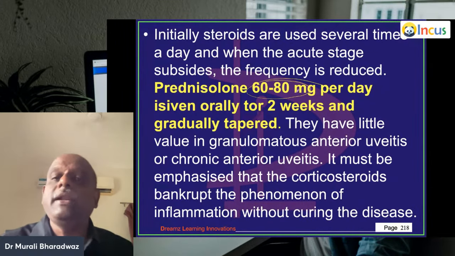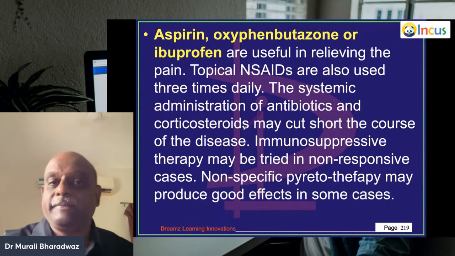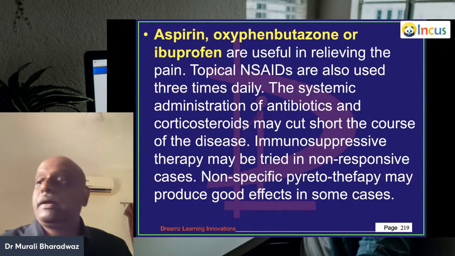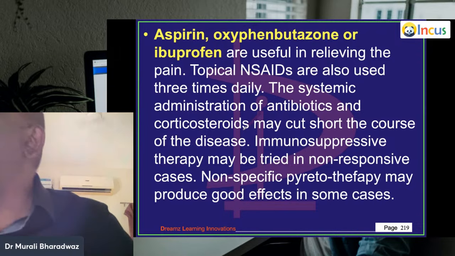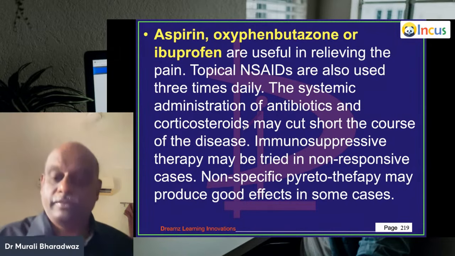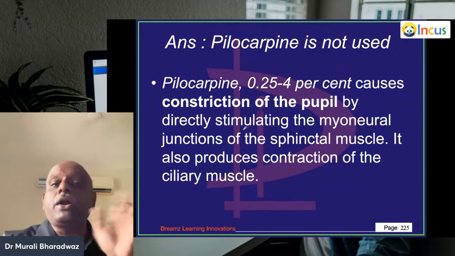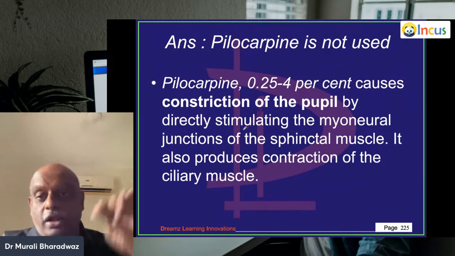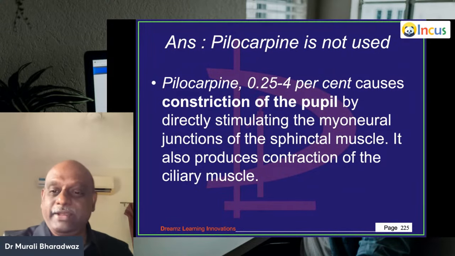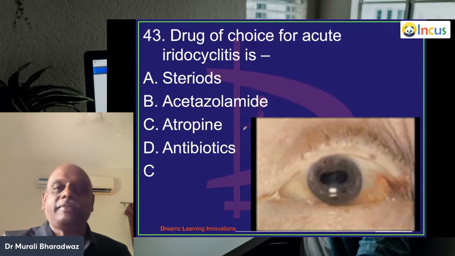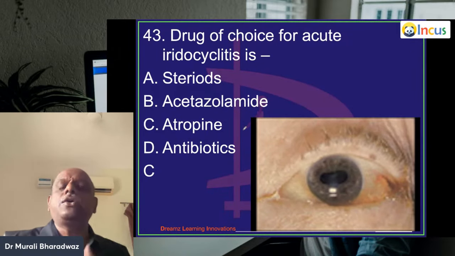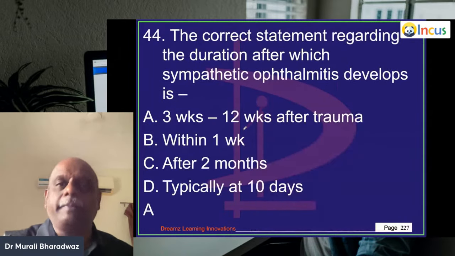Prednisolone 60 to 80 milligrams per day is given orally for 2 weeks and gradually tapered. Now, doctor, pilocarpine is not used. Pilocarpine leads to constriction of the pupil. You don't use pilocarpine. Acute iridocyclitis, what do you use? Atropine.